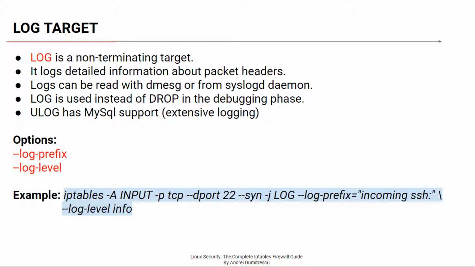The log target takes two options that could be of interest: --log-level and --log-prefix. Log level indicates the priority or severity of the logged message, and log prefix tells iptables to prefix all log messages with a specific prefix or string, which can then be combined with grep to track specific problems and output from different rules.